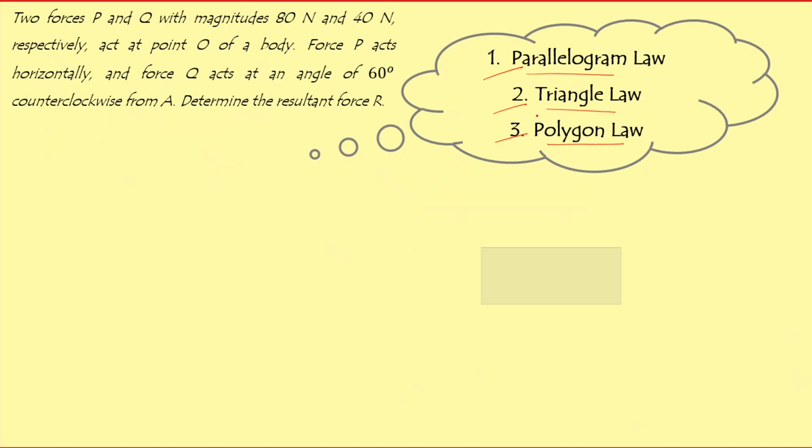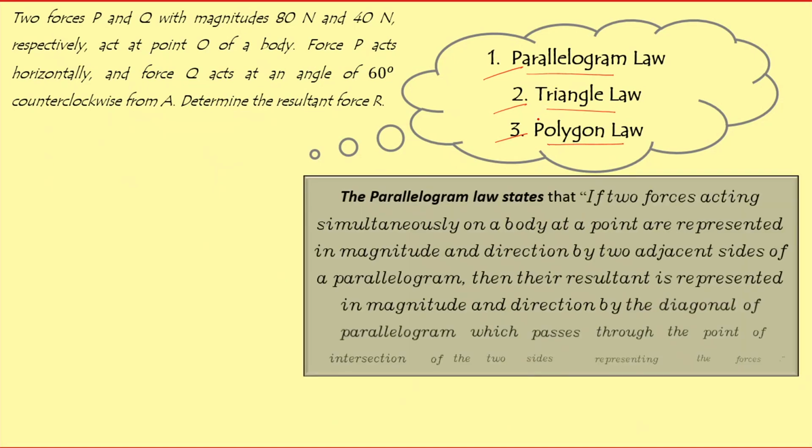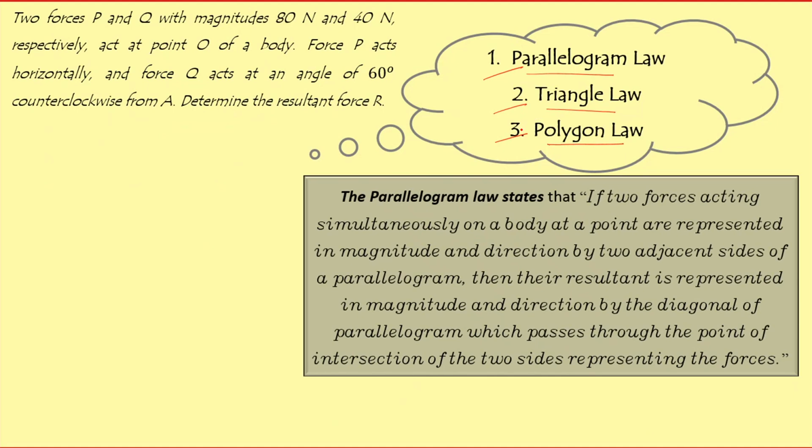The very first is the parallelogram law of force addition, which is the most popular and prominently used to determine the resultant. This theorem states that if two forces acting simultaneously on a body at a point are represented in magnitude and direction by the two adjacent sides of a parallelogram, then their resultant is represented in magnitude and direction by the diagonal of the parallelogram, which passes through the point of intersection of the two sides representing the forces.